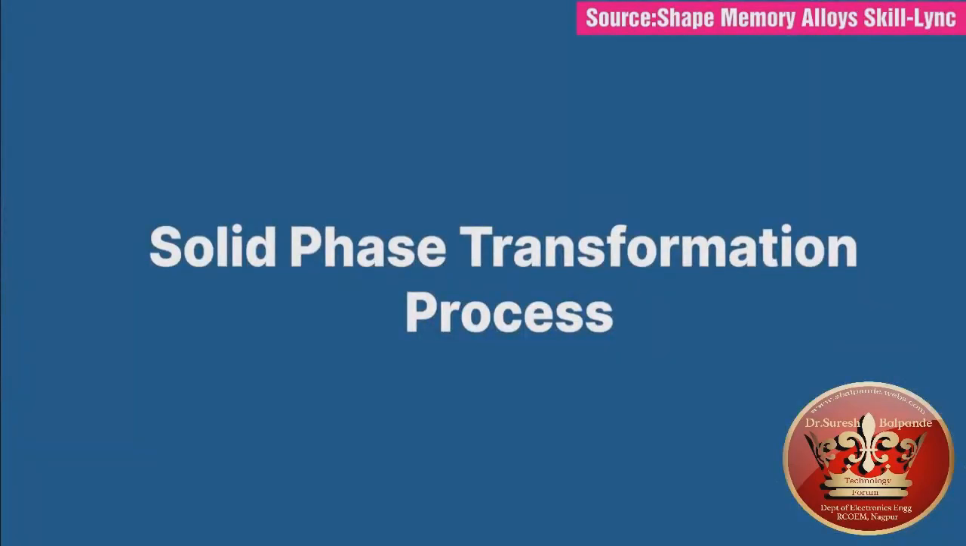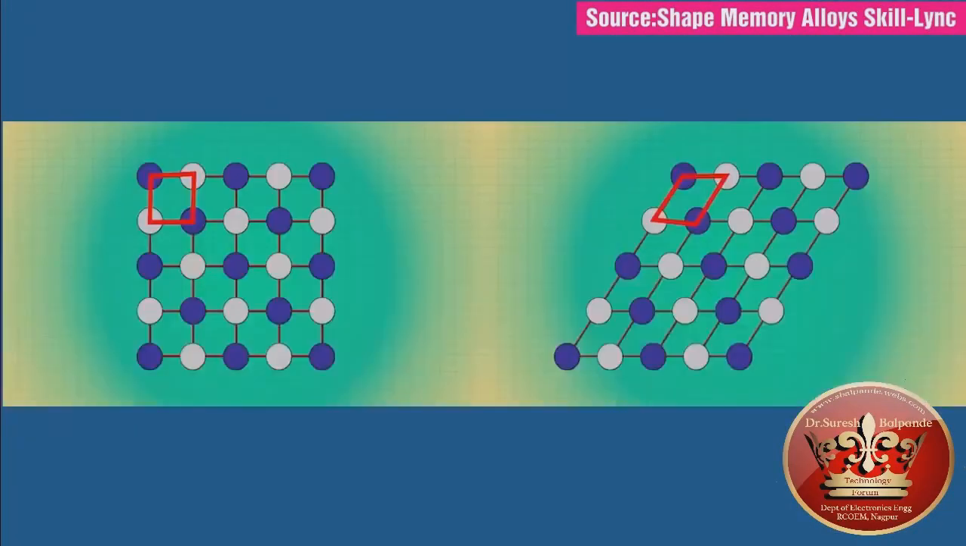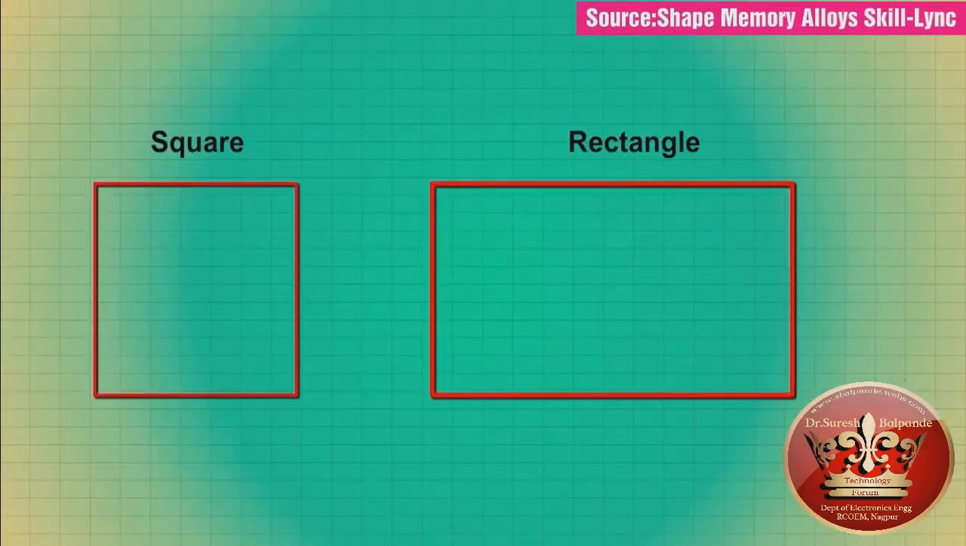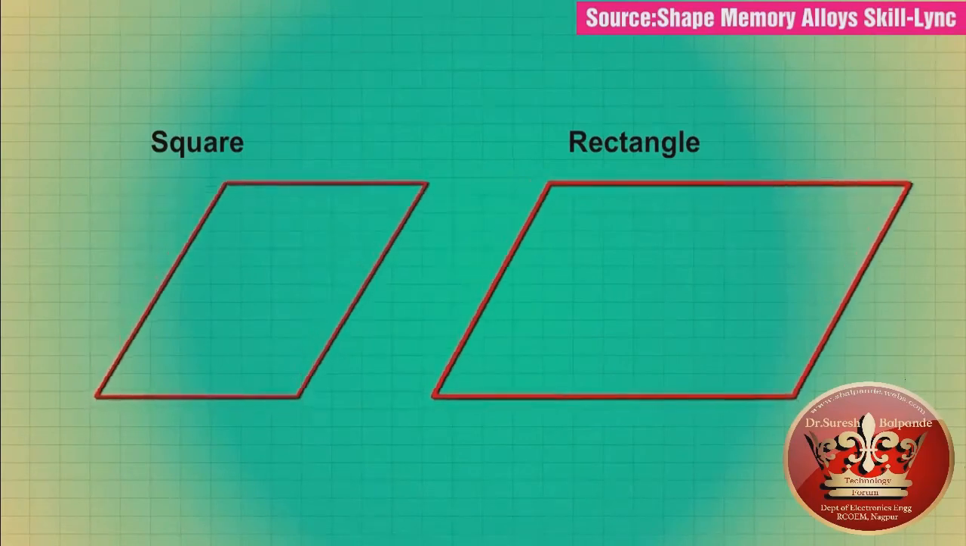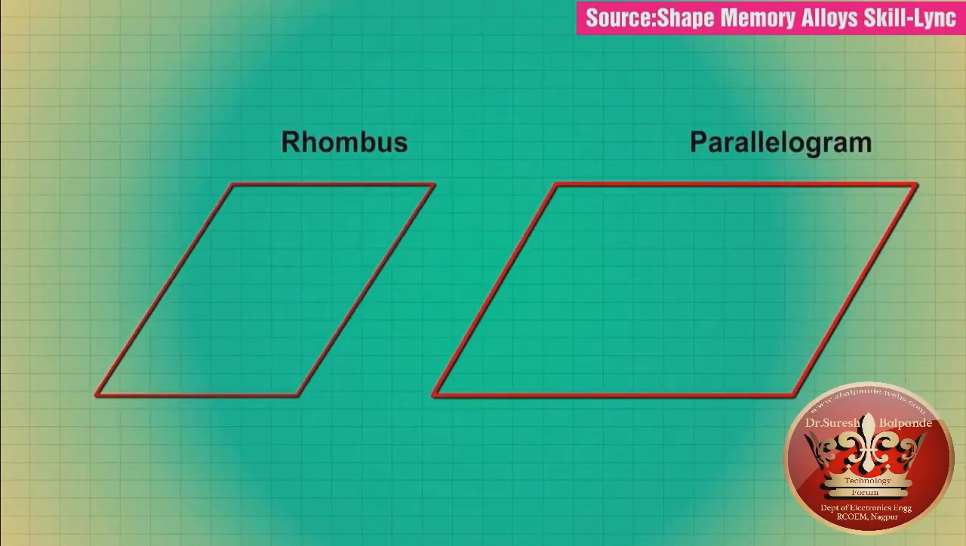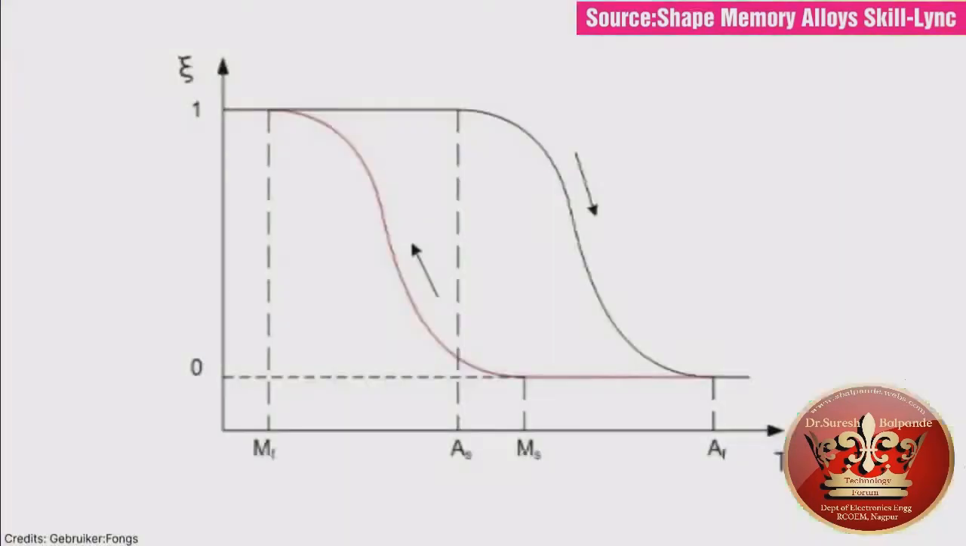This is a solid phase transformation process. In solid phase transformations, there is a change in the molecular arrangement, but the position of atoms remains unchanged with respect to neighboring atoms. In simple words, the transition looks like stretching a square into a rhombus or a rectangle into a parallelogram and vice versa. Now, let us point out the transition stages in a graph.